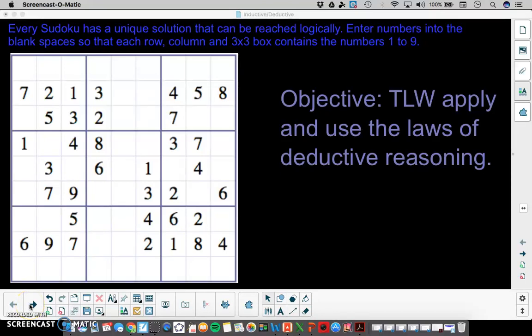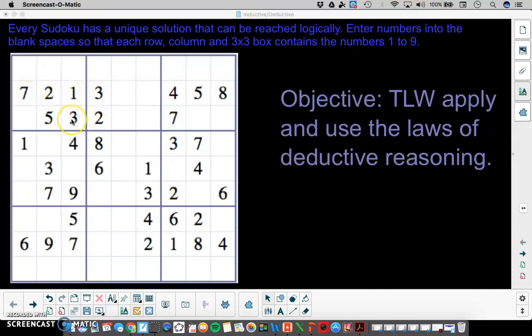In this video, the learner will apply and use the laws of deductive reasoning. An example of deductive reasoning in the real world is Sudoku puzzles. Every Sudoku puzzle has a unique solution that can be reached logically.